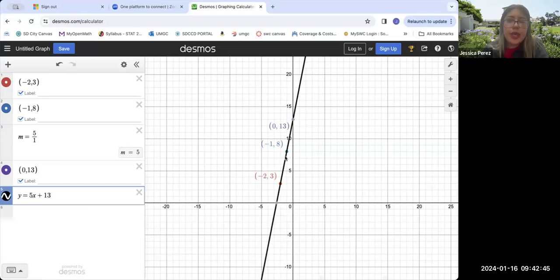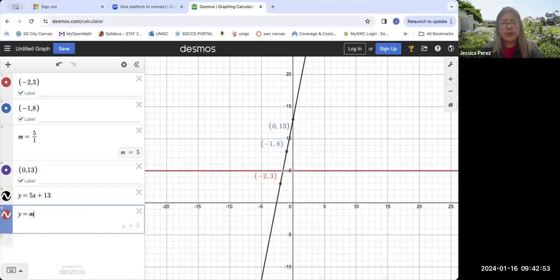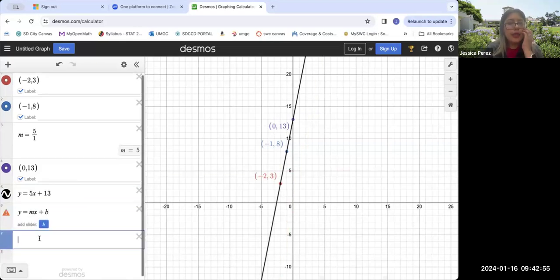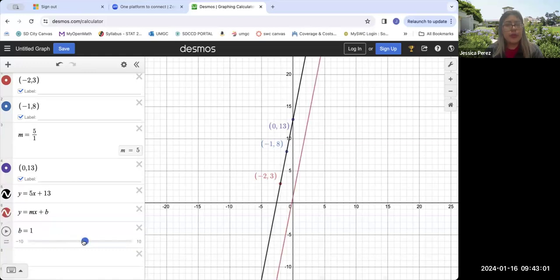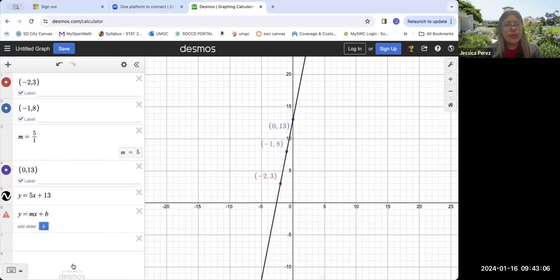There it is. How did I get the correct answers? Well, remember, my equation is y equals mx plus b. I knew for a fact that m was equal to 5, and I know that b is 13.